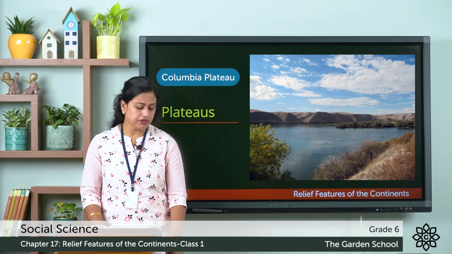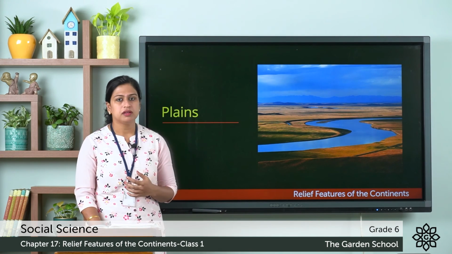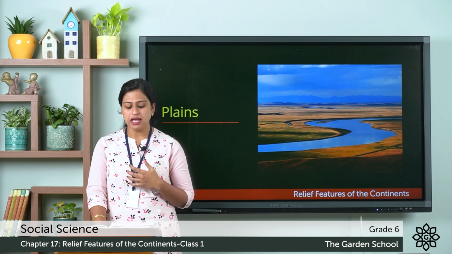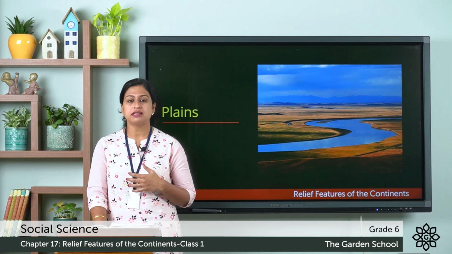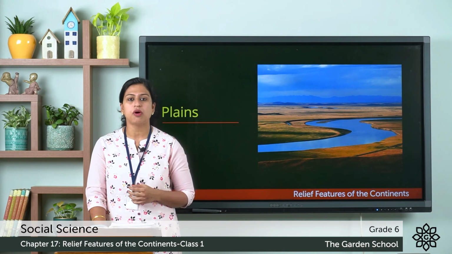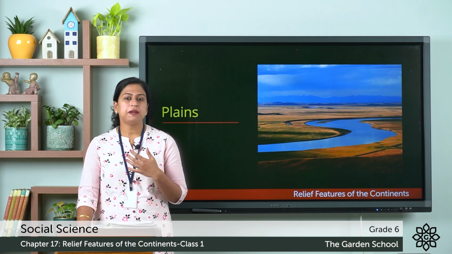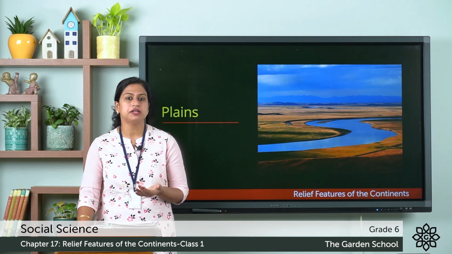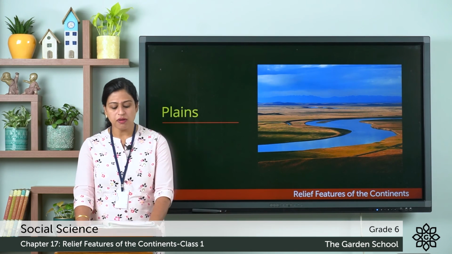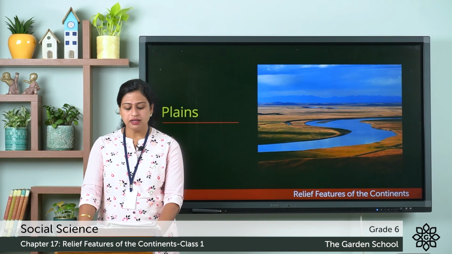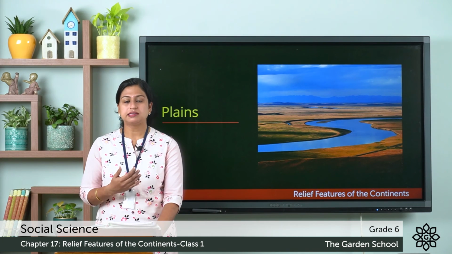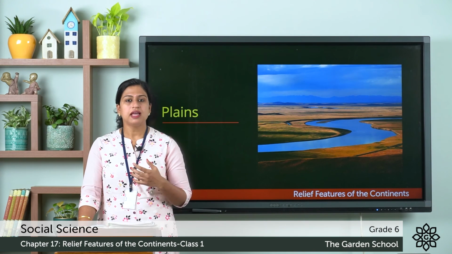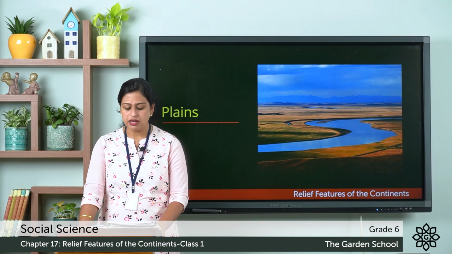The next relief feature is the plain. So, what do you understand by plain? Plains are flat and low lying areas that are not more than 200 meters above the sea level, and these plains are formed when the rivers and their tributaries carry material and deposit it from the mountains and plateaus, and these materials include silt, clay and sand. Together they are known as alluvium, and that's why these plains are known as alluvial plains.